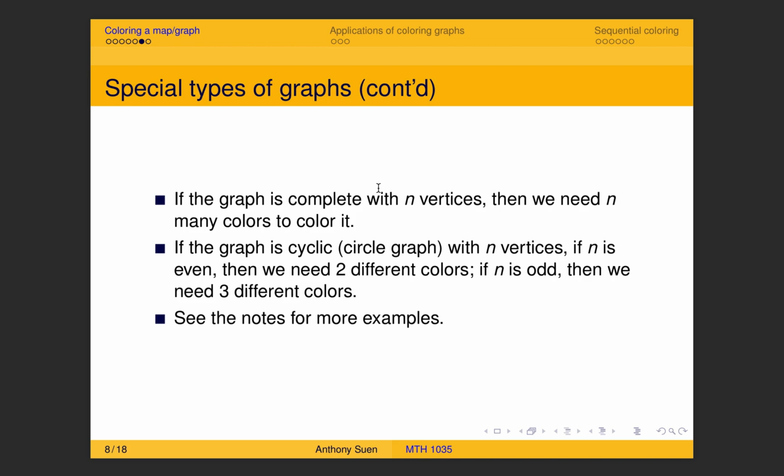If the graph has n vertices, then depending on the value of n, you can use 2 or 3 colors to color it. So think about it. If you have 6 vertices... Oh, okay, let me use another example. If you have 4 vertices of a cyclic graph, how many colors do you need?